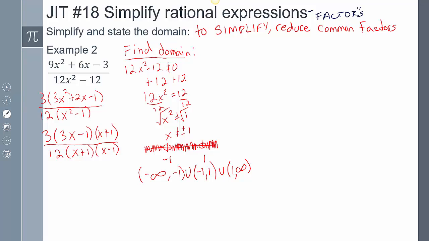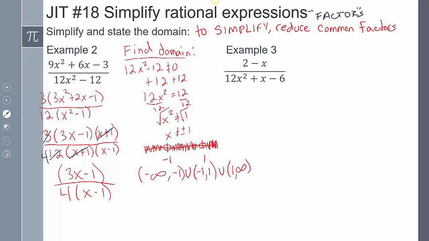And so now we have to look at what common factors cancel out. In this case, x plus 1 and x plus 1 cancel out. There's a common factor of 3 between 3 and 12. So there's a 1 left over here, and there's a 4 left over here. And so there's nothing else. So my answer is going to be 3x minus 1 over 4 times x minus 1. And that's going to be my result.